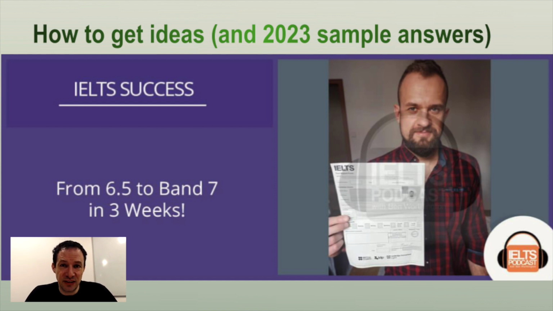And eventually he took our course, he got the feedback, and he jumped from 6.5 to 7 in just 3 weeks. So listen to that tutorial down below. And Alejandro's case was very common.